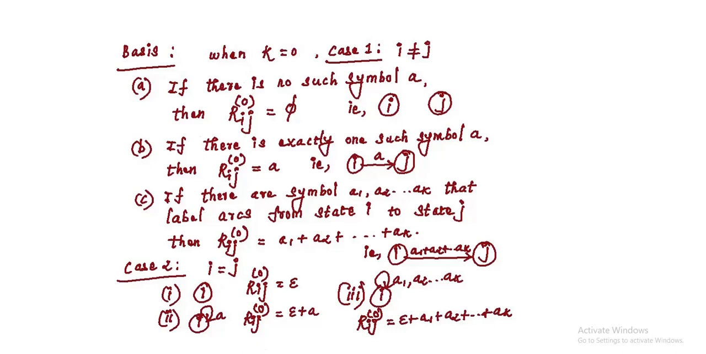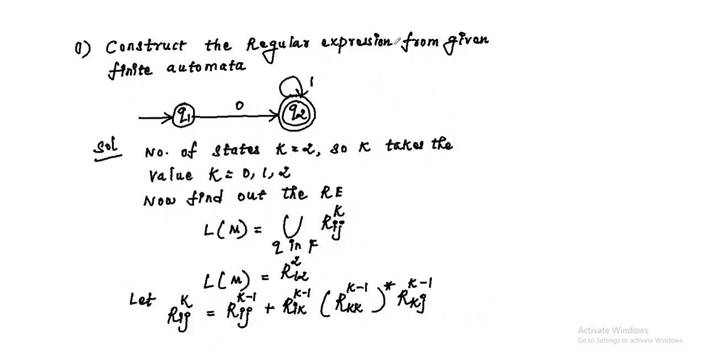That's why we are writing the rules in the basics when k equal to 0. Coming to the first problem, construct the regular expression from the given finite automata. In this finite automata, we have two states q1, q2. There are two inputs. Number of states k equal to 2. In this transition diagram, we have two states, so k equal to 2. So k takes the values 0, 1, 2.